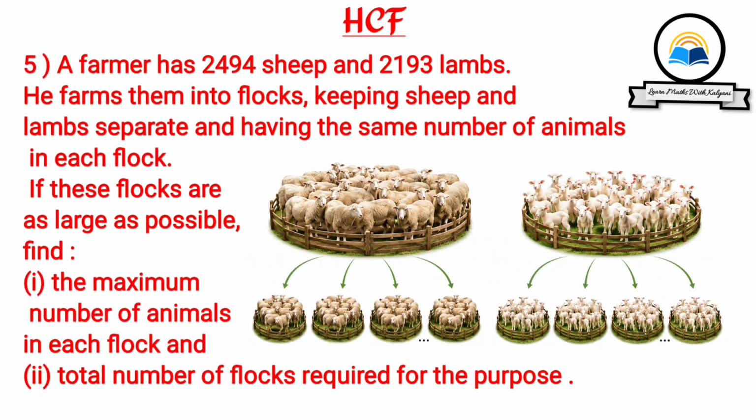A farmer has 2,494 sheep and 2,193 lambs. He farms them into flocks, keeping sheep and lambs separate and having the same number of animals in each flock. If these flocks are as large as possible, find the maximum number of animals in each flock and total number of flocks required for the purpose.